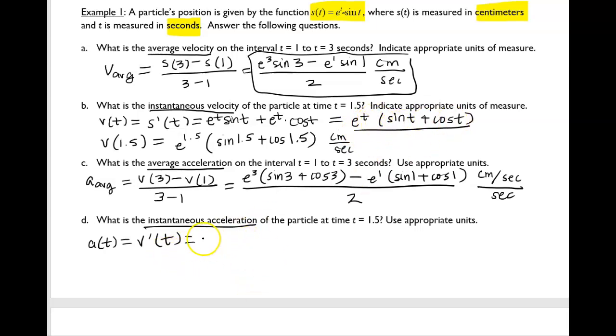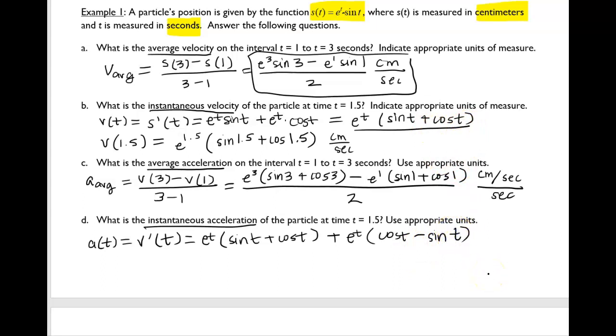Again, I will have to use product rule. So the derivative of e to the t is e to the t times the second part, sine of t plus cosine t, plus e to the t. Now I'm going to take the derivative of the second part. The derivative of sine t is cosine t, plus the derivative of cosine t, which is minus sine t.